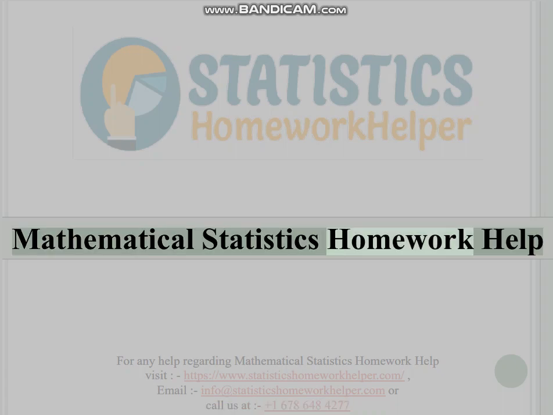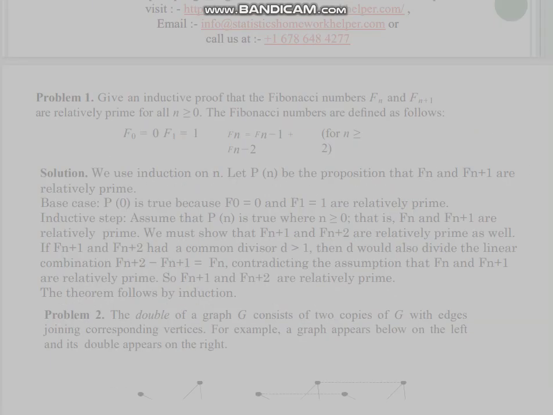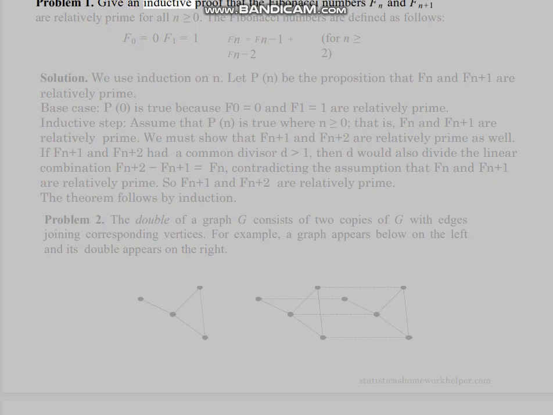Mathematical statistics homework help. Problem 1. Give an inductive proof that the Fibonacci numbers f_n and f_{n+1} are relatively prime for all n greater than or equal to 0. The Fibonacci numbers are defined as follows: f_0 equals 0, f_1 equals 1, f_n equals f_{n-1} plus f_{n-2} for n greater than or equal to 2. Solution. We use induction on n.